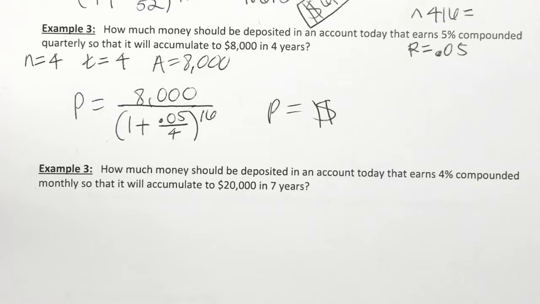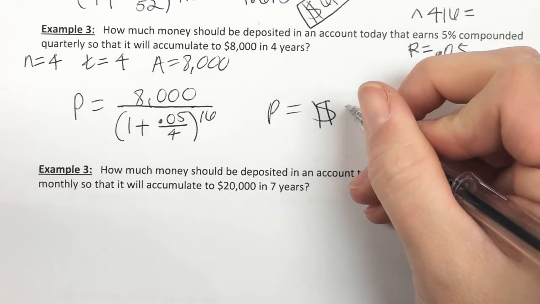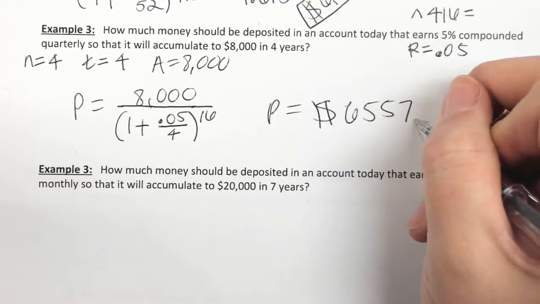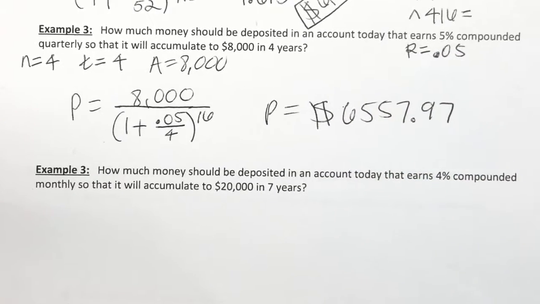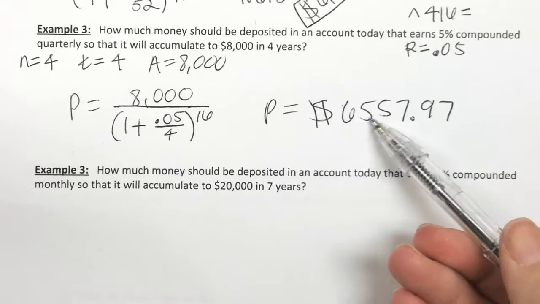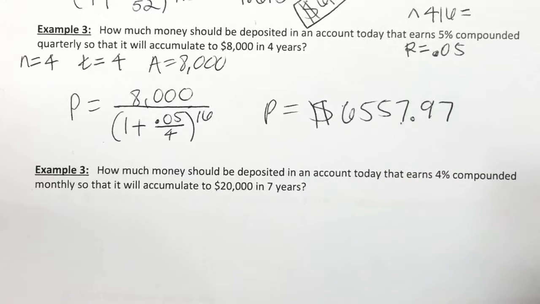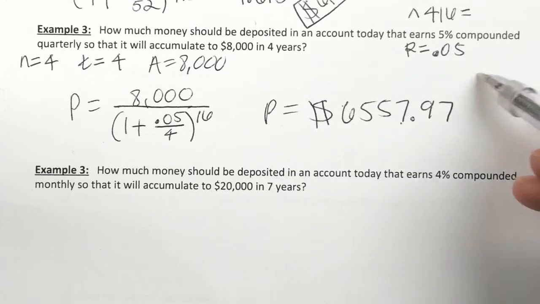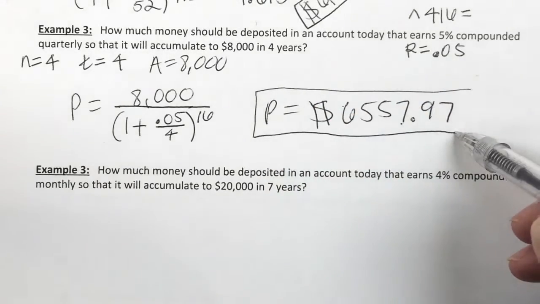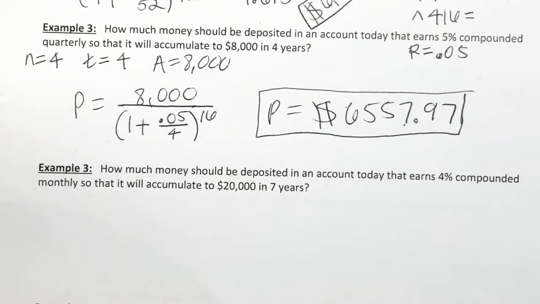Alright, anybody want to tell me the final answer? 6,557.38. Okay, I got 6,557.97. If you're off a few cents, that's fine. But if you don't have 6,557, you probably need to try it again. I got 7,085.9. Try it again. Well, you're off a whole thousand.